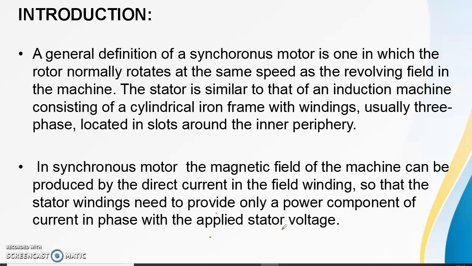In a synchronous motor, the magnetic field of the machine can be produced by direct current, which is DC current, in the field winding, so that the stator winding needs to provide only a power component of current in phase with the stator voltage. To make it simple, a synchronous electric motor is an AC motor, we all know that, in which at steady state the rotation of the shaft is synchronized with the frequency of the supply current. Then the rotation speed is exactly equal to an integral multiple of an AC cycle. This is the general introduction of synchronous motor.